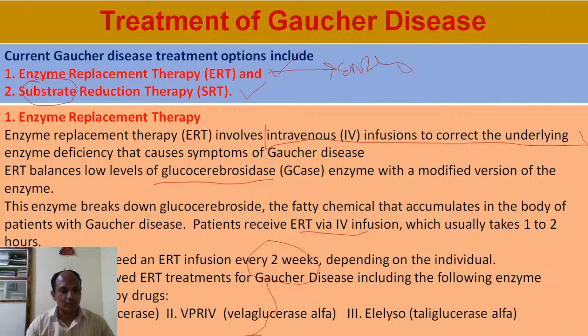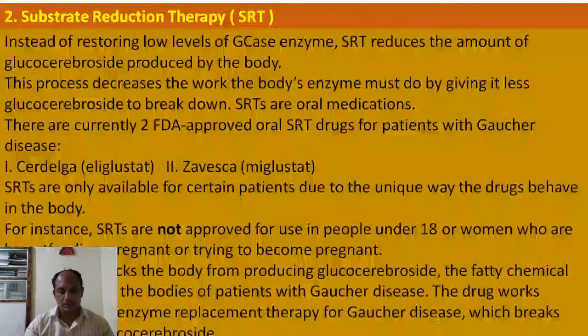And the Food and Drug Administration, or FDA, has approved enzyme replacement therapy treatments for Gaucher disease, including different drugs. For example, Cerezyme, which is imiglucerase, then VPRIV, which is velaglucerase alfa, and Elelyso, which is taliglucerase alfa. So these are the FDA approved drugs used for the treatment of Gaucher disease, and they are part of enzyme replacement therapy.